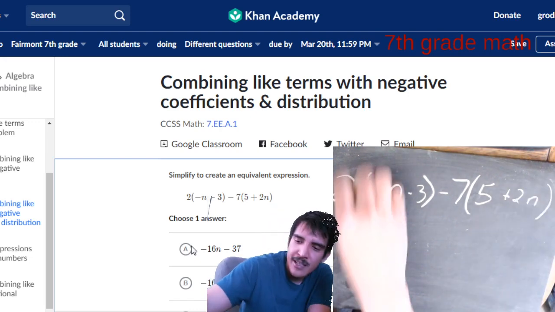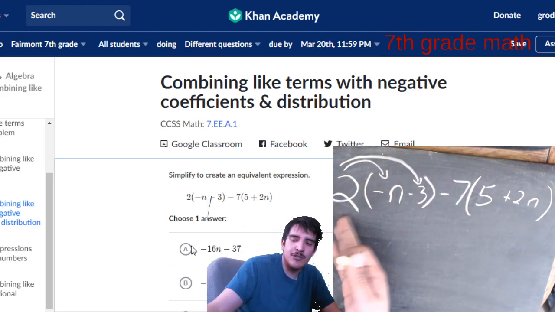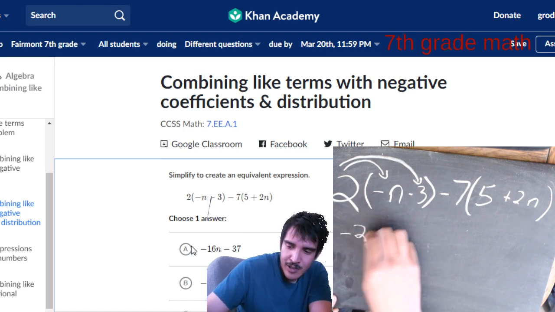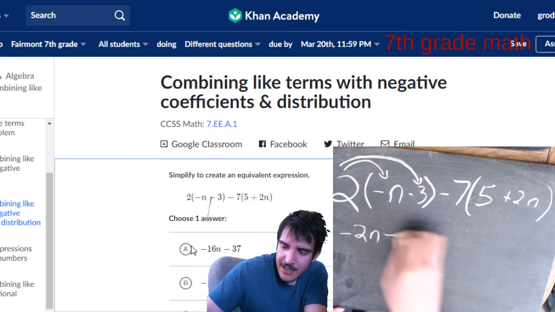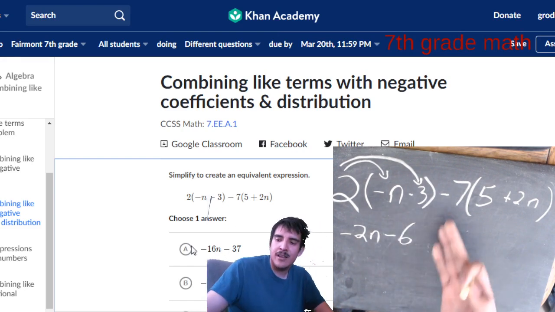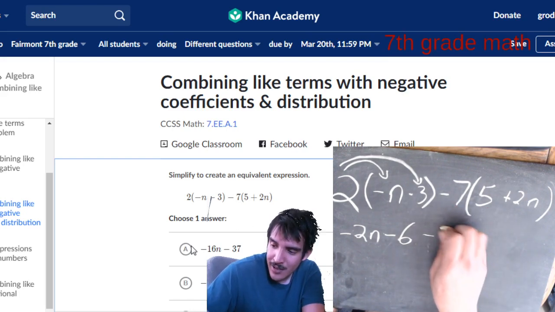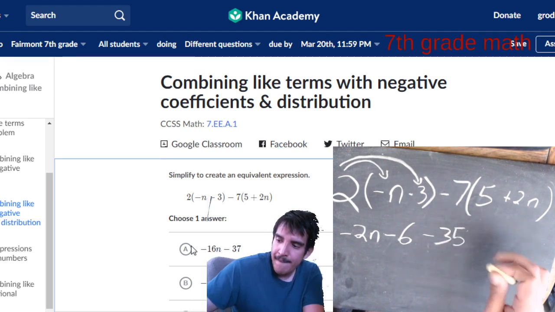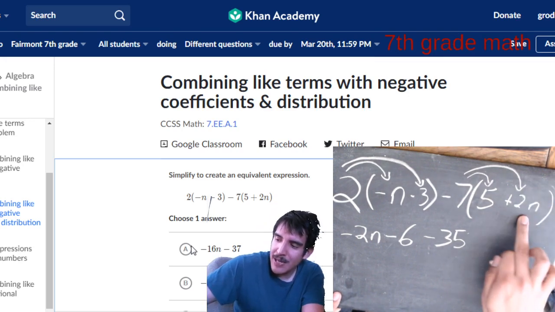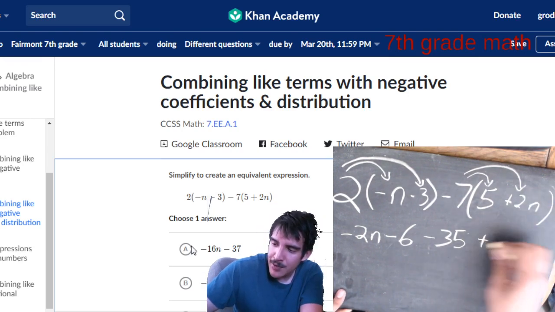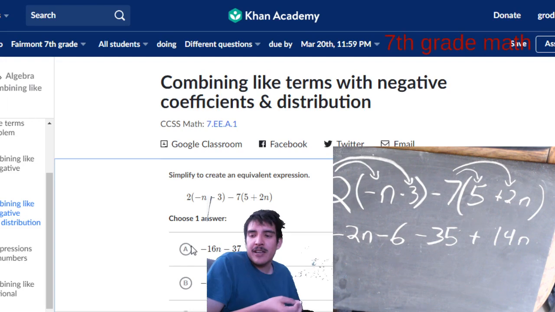Okay, distributive property. That means the number in the front, you multiply it times the things inside. So 2 times negative n, negative 2n. You just put them next to each other. 2 times negative 3, that's going to be a negative 6. Next, negative 7 times 5. That makes a negative 35. And then finally, negative 7 times positive 2n. That's going to be positive 14n. We have used the distributive property. That's all we had to do.